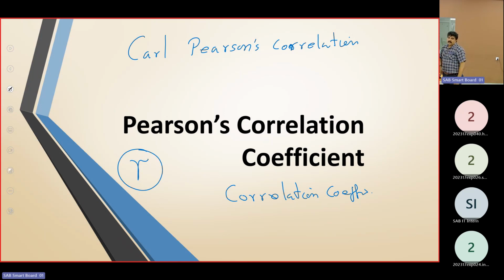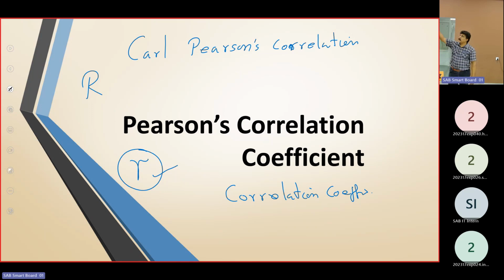And I told you there is another one called Spearman correlation. For that we use capital R, but we won't be talking about that. So here we will be talking about Pearson's correlation, simple r. Okay. So now how is this defined?